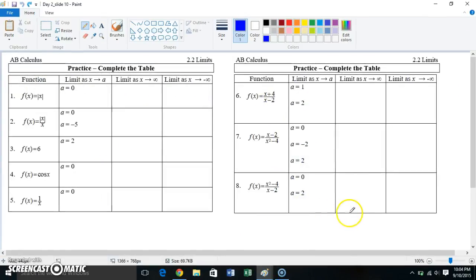Okay, on the last slide, I would like you to do these examples. Find the limit as x approaches each of these a values, find the limit as x approaches infinity, and find the limit as x approaches negative infinity. Then we can go over the answers and see how you did. The end of day 2.